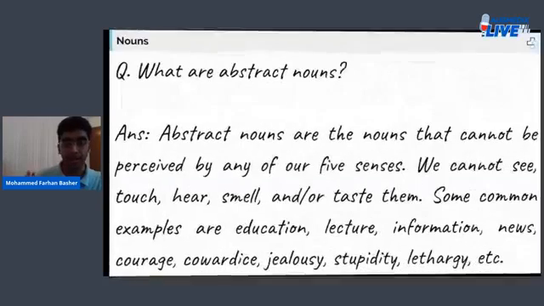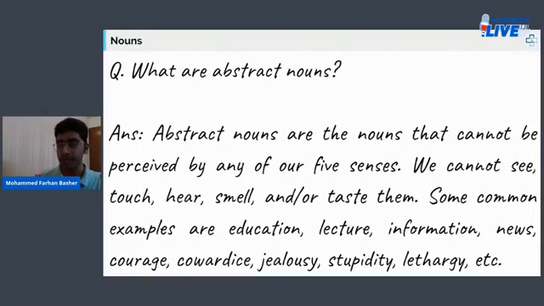Then abstract nouns. What are abstract nouns? Abstract nouns are, of course, the opposite of what concrete nouns are. So abstract nouns are the nouns that cannot be perceived by any of our five senses. We cannot possibly perceive abstract nouns with our five basic senses. We cannot see them, we cannot touch them, we cannot hear them, we cannot smell them, we cannot taste them as well. You see, why not? Because they do not come in any concrete form. Not in any concrete form, right?